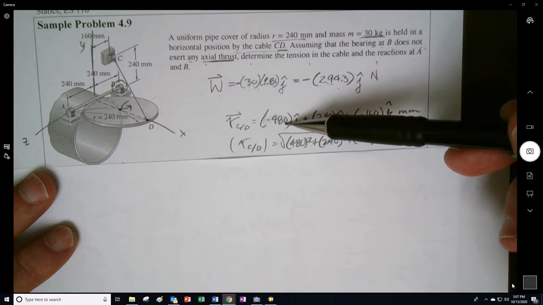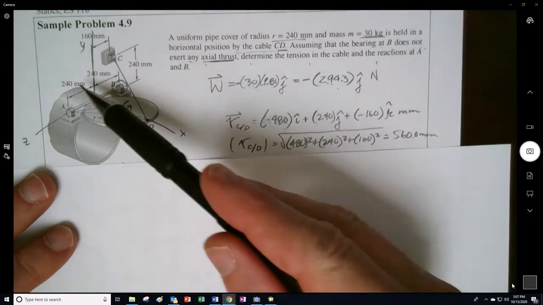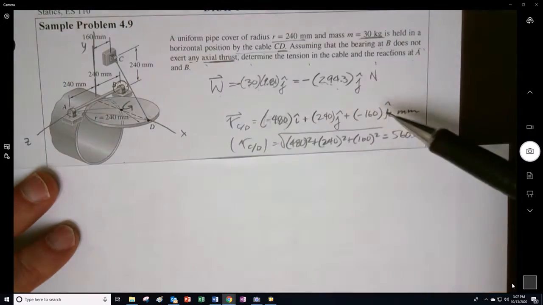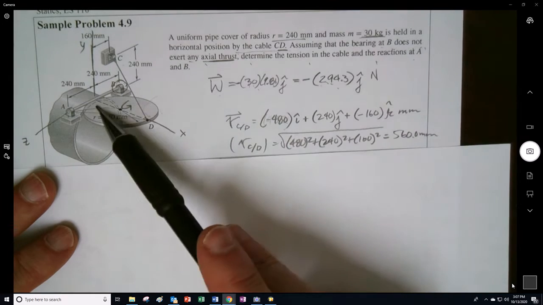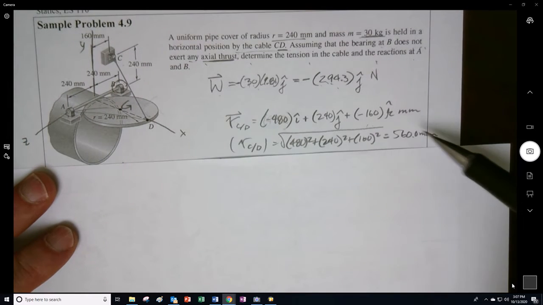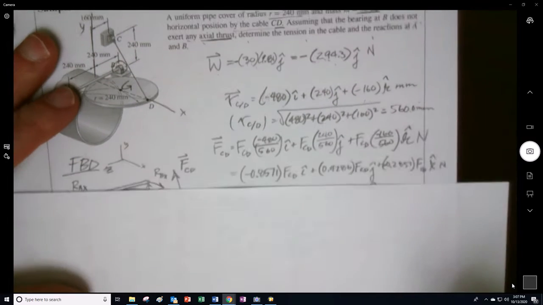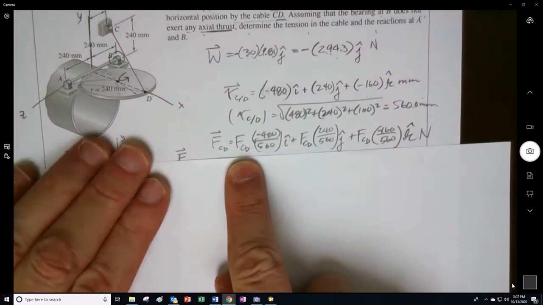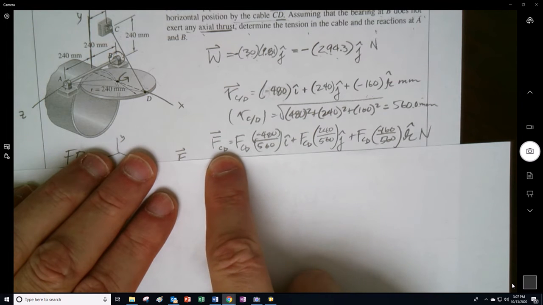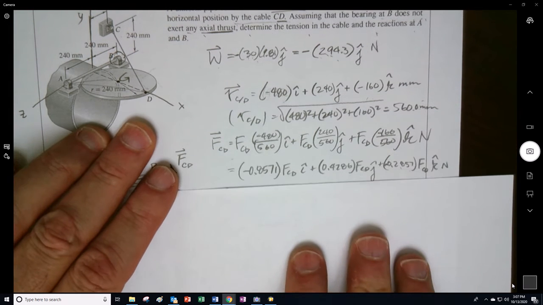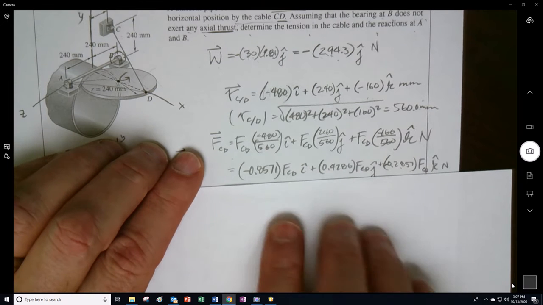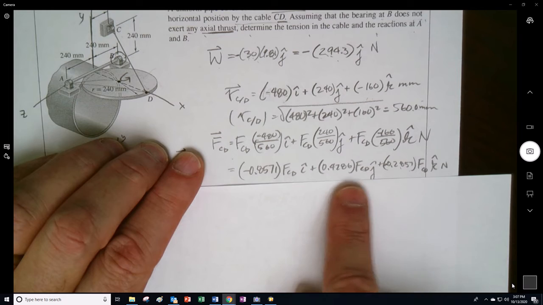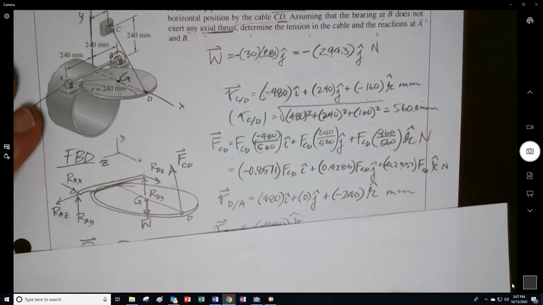So it went 480 in the negative X direction, 240 upwards, and then in the negative Z direction, 160, and then we get the length. So we're able to get the force in the cable, FCD. We're able to get that as a vector, right, with the unknown magnitude within it.